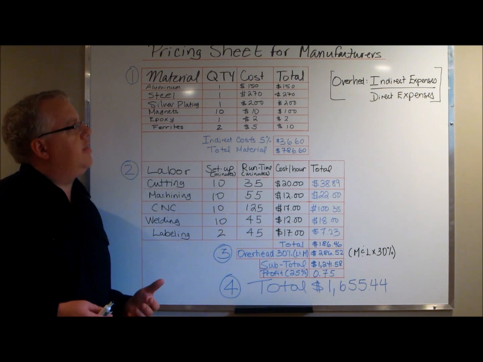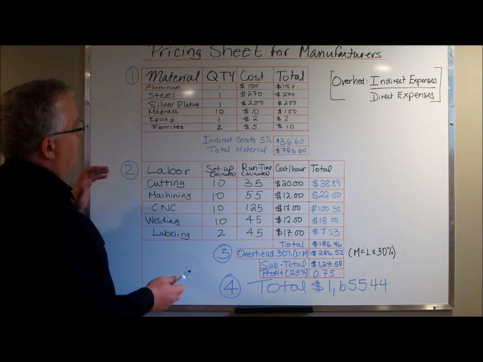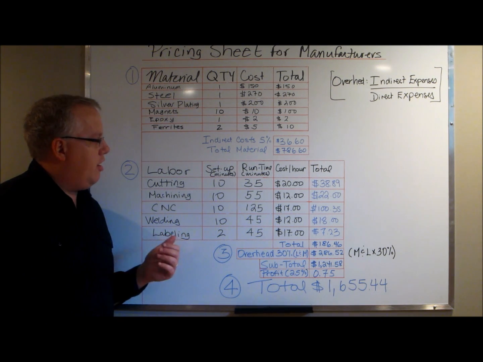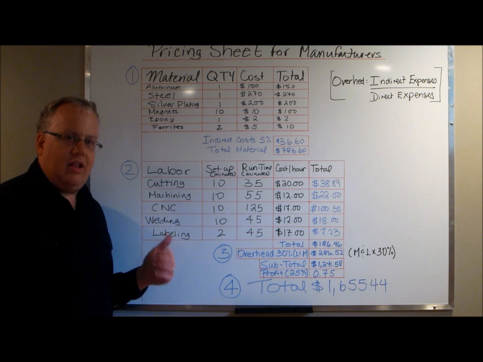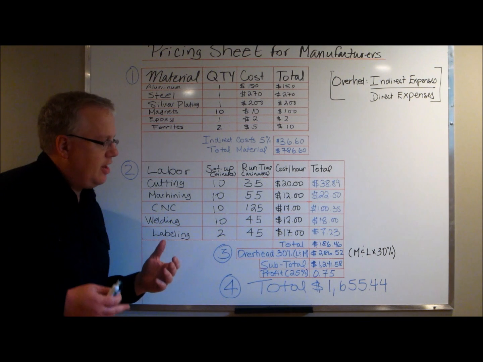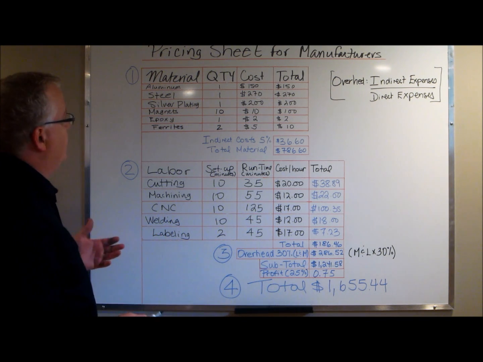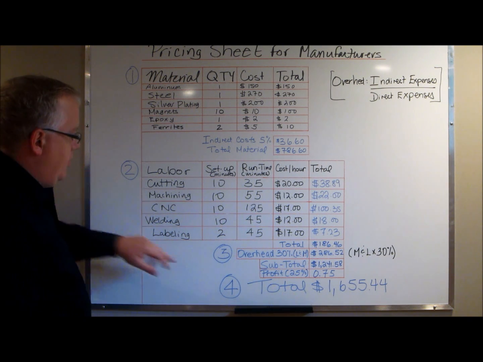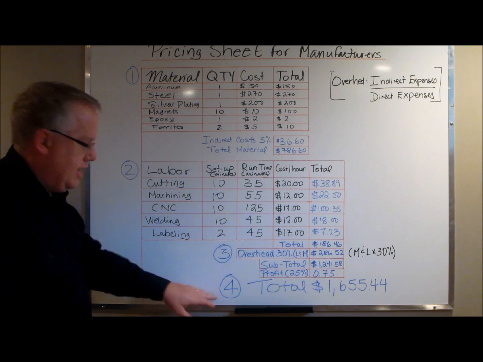So what I've done today is I put up a pricing sheet that's available on my website at driversuccess.com, and later on in the video you'll be able to click on a link that'll allow you to use this exact same Excel spreadsheet. What I'm going to do today is go over the four aspects of the Excel spreadsheet: accounting for material, labor, overhead, and then defining the price.